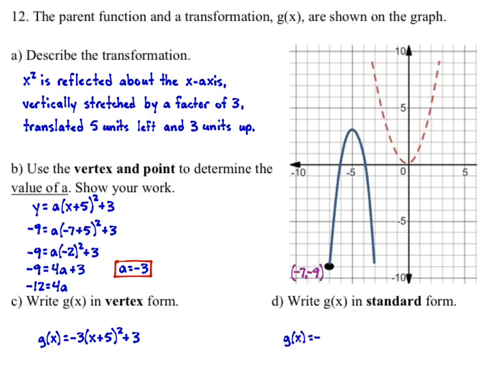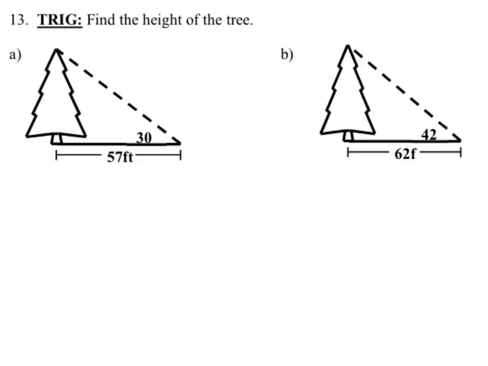And then standard form, I'm not going to go through all that work. The final answer is... ooh, where did I get that from? Negative 3x squared minus 30x minus 72. And so that's the answer for number 12.